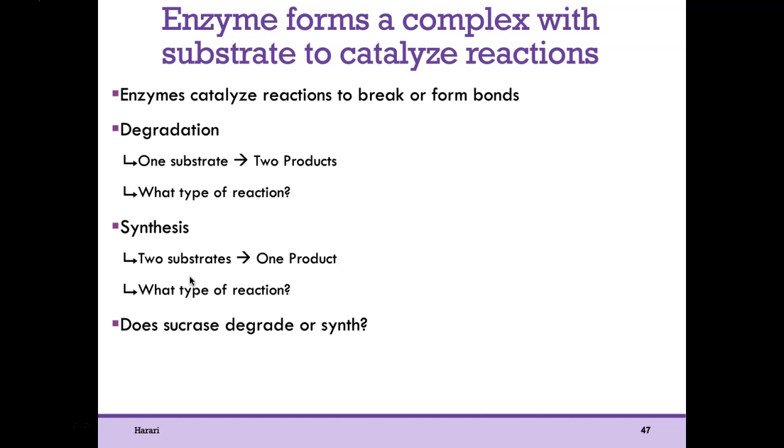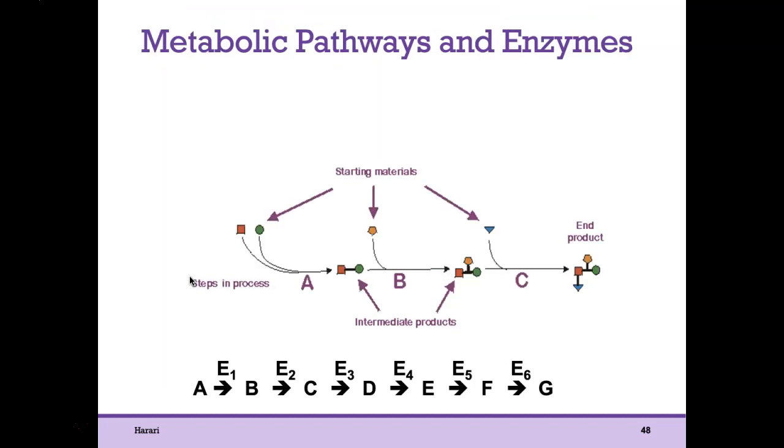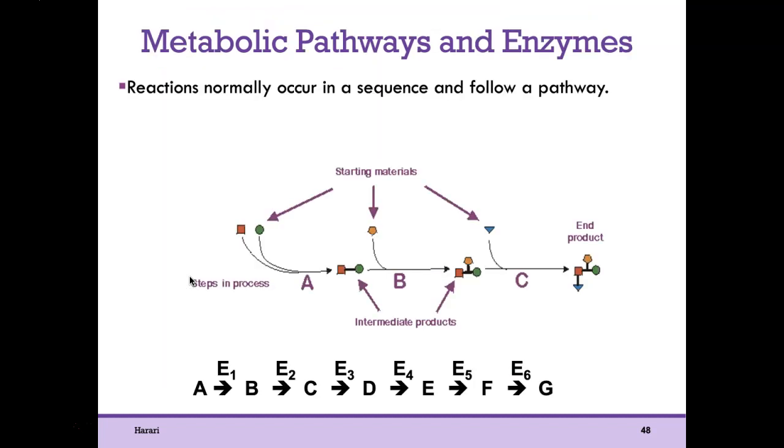And for example, does sucrase do degradation or synthesis? From the last example, right? Sucrase does degradation, right? Sucrase broke down sucrose into glucose and fructose. Reactions normally occur in a sequence and follow a pathway. So what happens is it's rarely that just one enzyme converts one substrate into one product and that's the end of the story. There's usually long pathways.